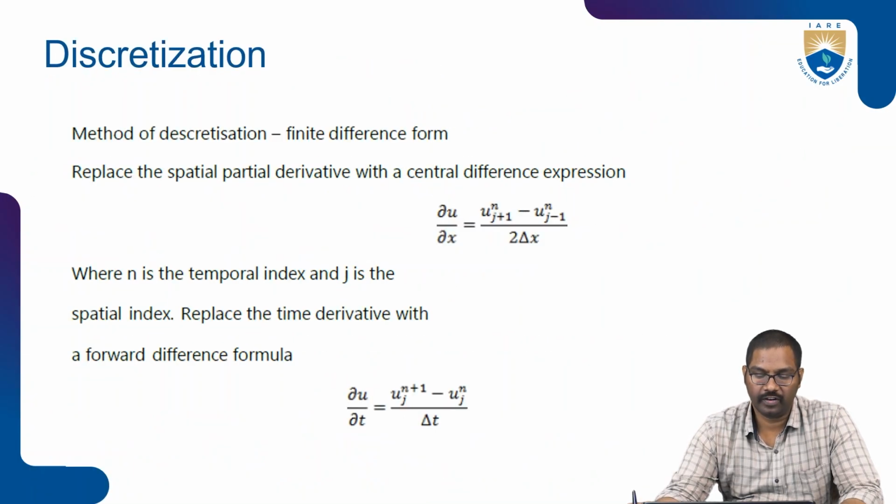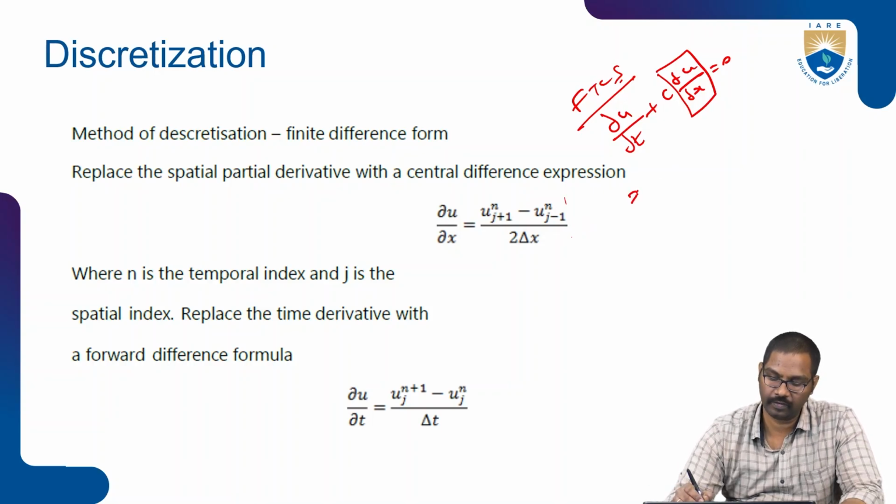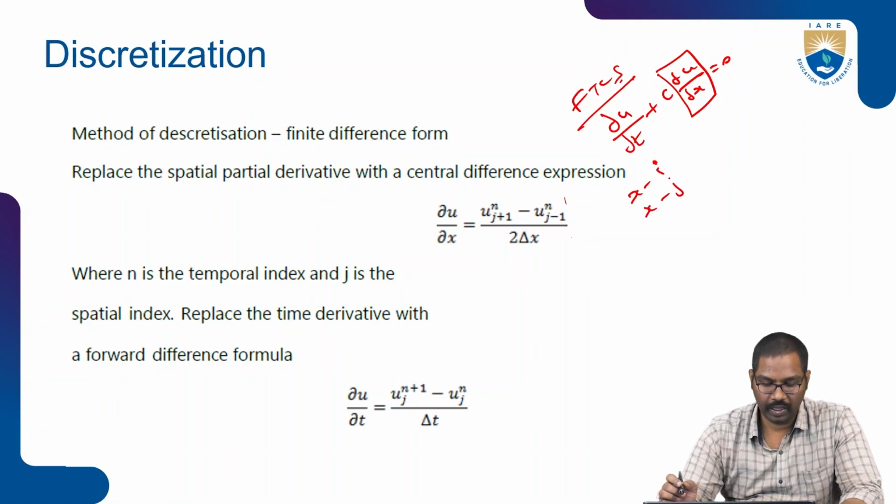Now the discretization process, starting with the FTCS method. In the given problem, ∂u/∂t + c ∂u/∂x = 0, the spatial derivative is ∂u/∂x. The central difference is taken as (u_{j+1}^n − u_{j−1}^n)/(2Δx). Mostly for x they take i, but here we can consider j, no problem. Here n is the temporal index and j is the spatial index: n is for time and j is for the x derivative.